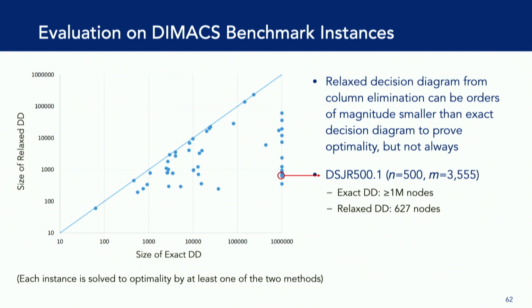In this case, it's the DSJR500.1 instance with 500 nodes. The exact diagram needs at least 1 million nodes, but I stopped compilation after that. The relaxed decision diagram, after this process of elimination and refining, needs only 627 nodes to prove optimality. Note here, this is a graph on 500 vertices, so the depth is 500. So you need at least 500 nodes to build the initial relaxation. And on top of that, I just need 27 refinements to prove optimality. So this can be extremely effective for some of these applications. I was very surprised to see this.